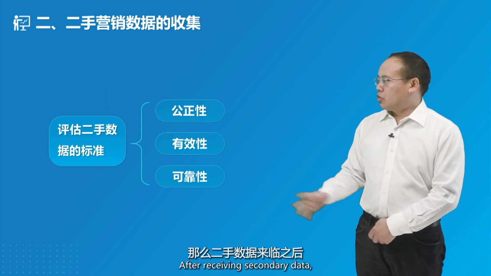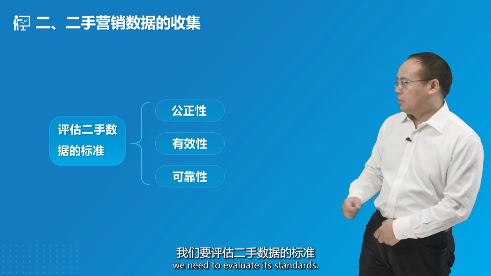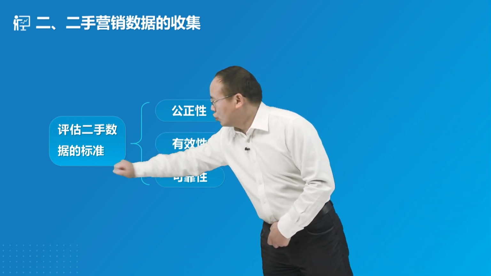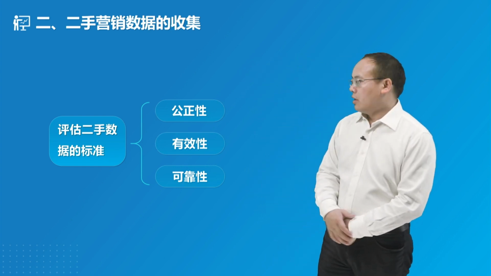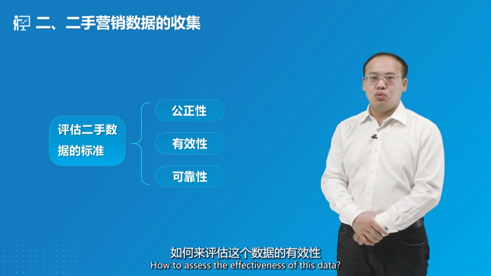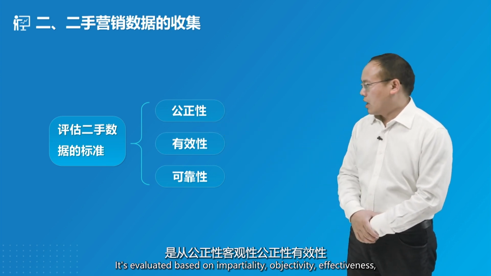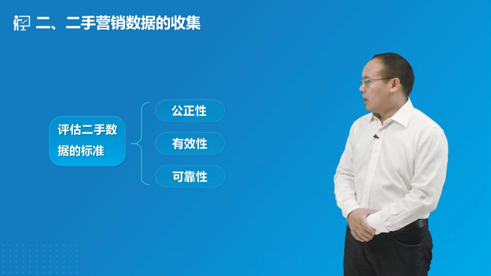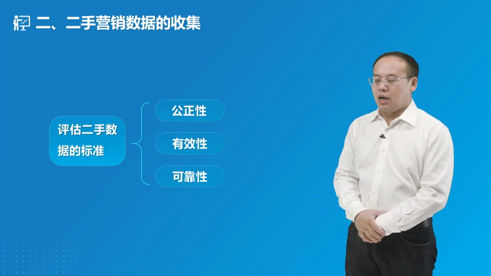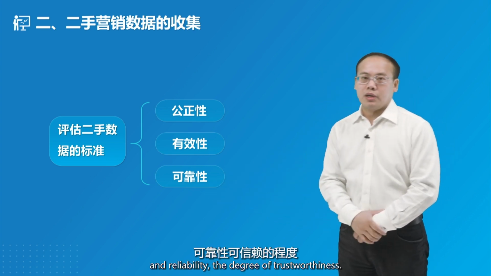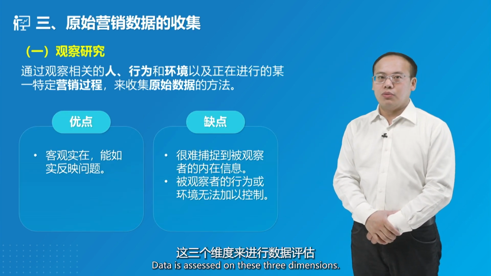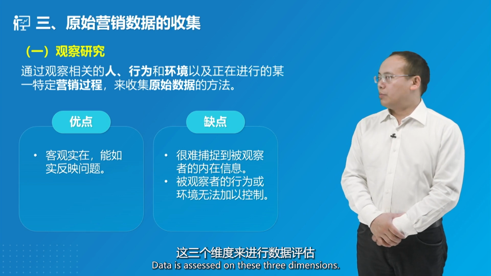After receiving secondary data, we need to evaluate its standards. How to assess the effectiveness of this data? It's evaluated based on impartiality, objectivity, effectiveness, and reliability, the degree of trustworthiness. Data is assessed on these 3 dimensions.